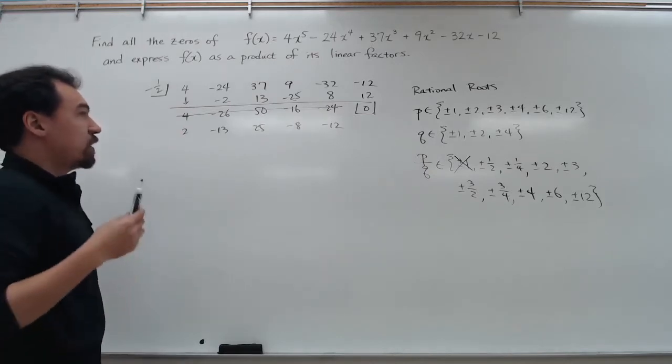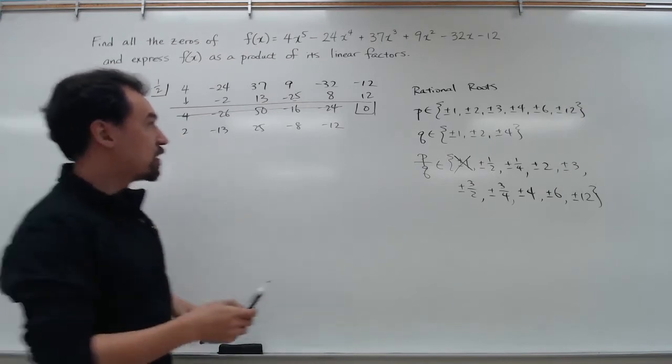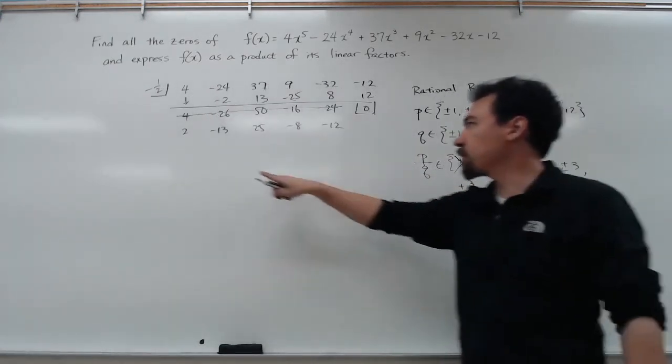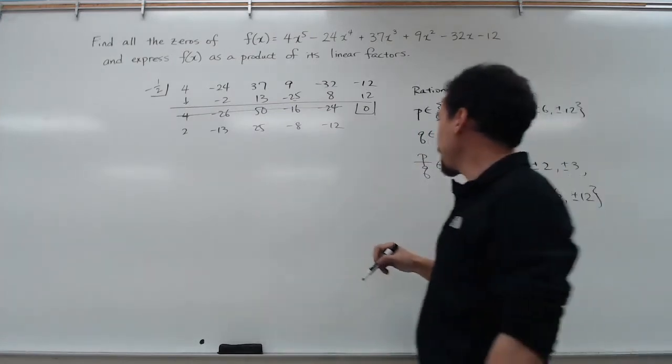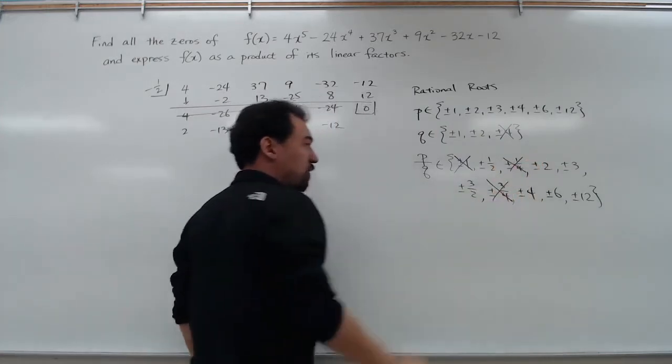Okay, so now at this stage, this 2, the number 4 can no longer be a value of q because 4 does not go into 2. So I can actually cross out the 4 right there, which means I can cross out anything with a denominator of 4.